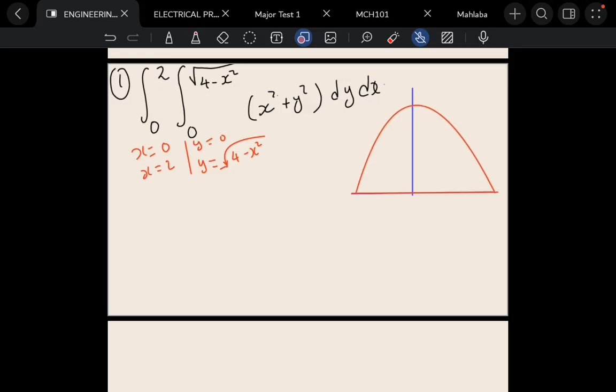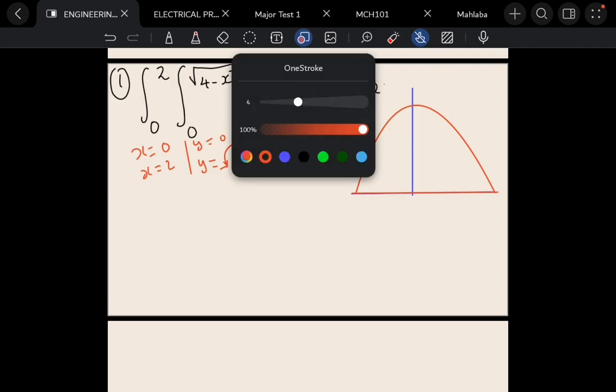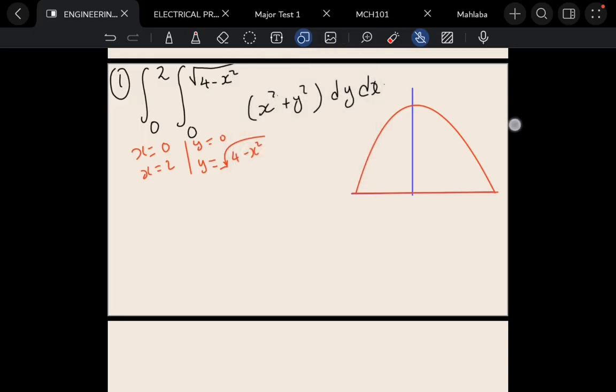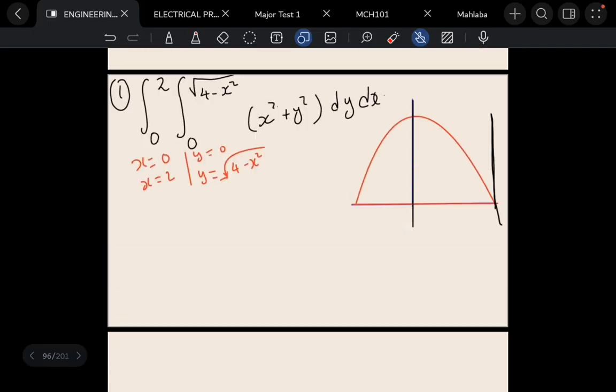And the next one is that I need x equals 0. So x equals 0 is this line here. And then x equals 2 is this line here. Now when you think about this, which one is the region? Is this R1?